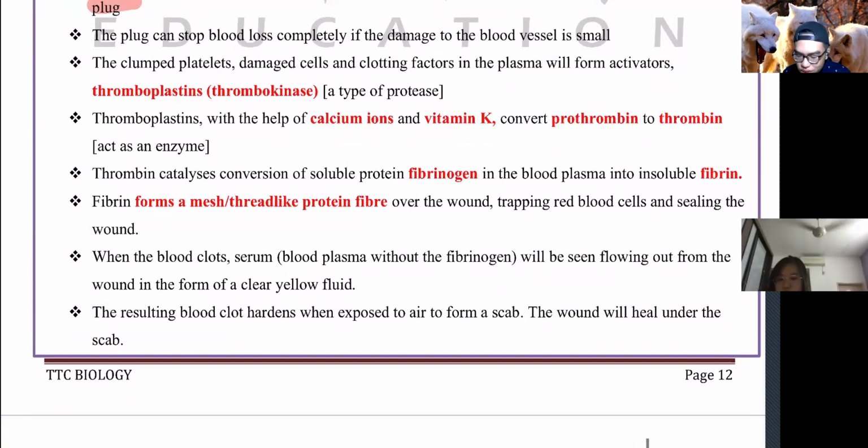The wound will heal under the scab. If you have very serious bleeding, that's why they say you must use compression.